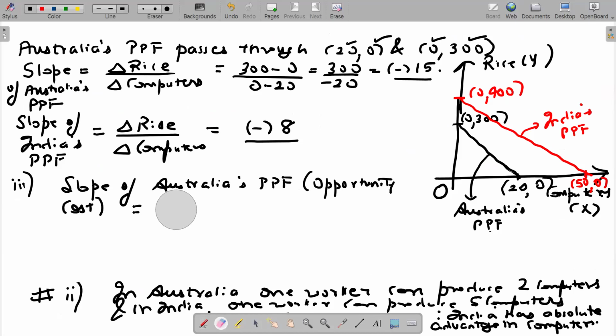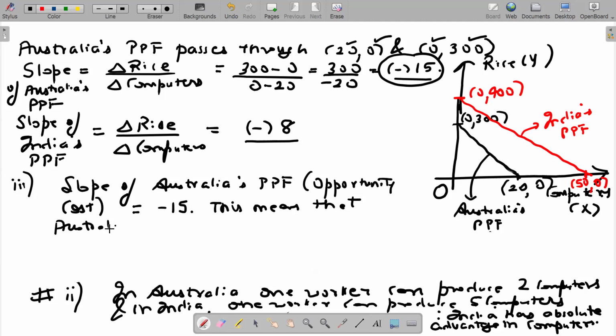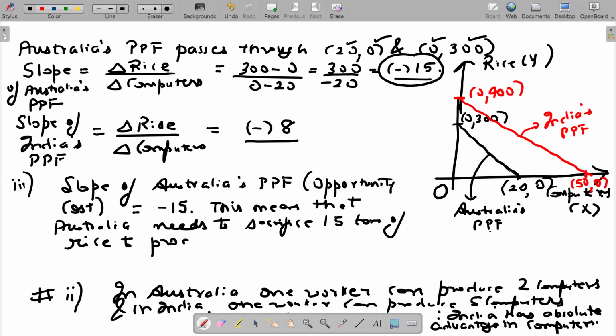Let me correct myself. The slope of Australia's production possibility frontier is minus 15. This means that Australia needs to sacrifice 15 tons of rice to produce one computer.